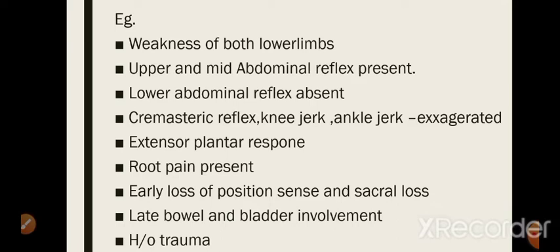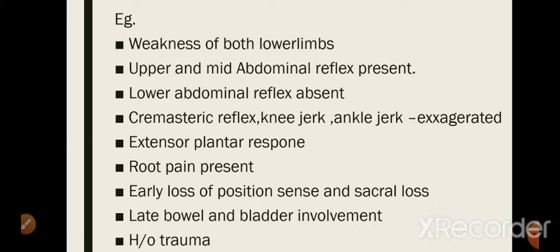Now, there is weakness of both lower limbs. What does it indicate? Yes, it's a paraplegia. Upper and mid abdominal reflexes are present, the lower abdominal reflex is absent, and the cremastic reflex, knee jerk and ankle jerk are all exaggerated, with an extensor plantar response. From this, I think it may be a spinal cord cause, as there is a distinct level. So most probably it is a spinal cord cause.